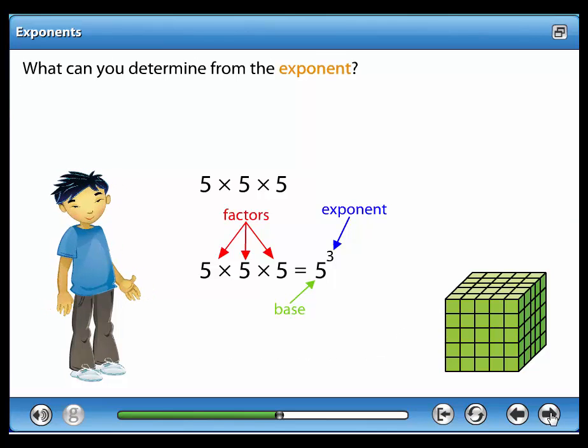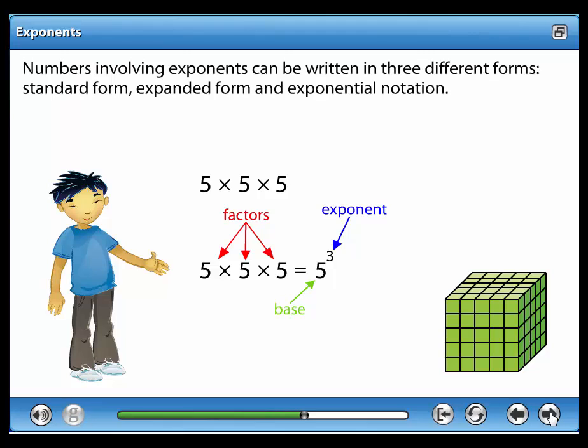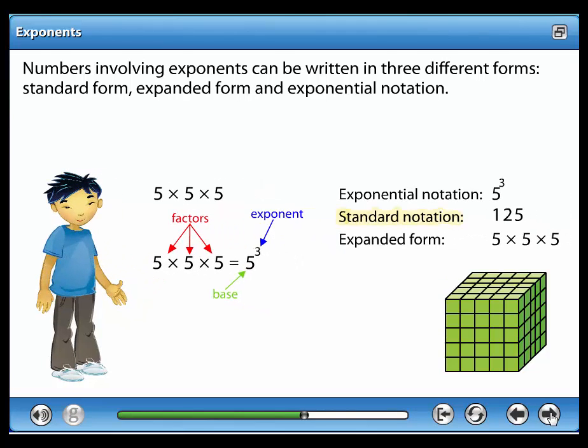What can you determine from the exponent? The exponent shows how many times the base appears as a factor. Numbers involving exponents can be written in 3 different forms: standard form, expanded form, and exponential notation.